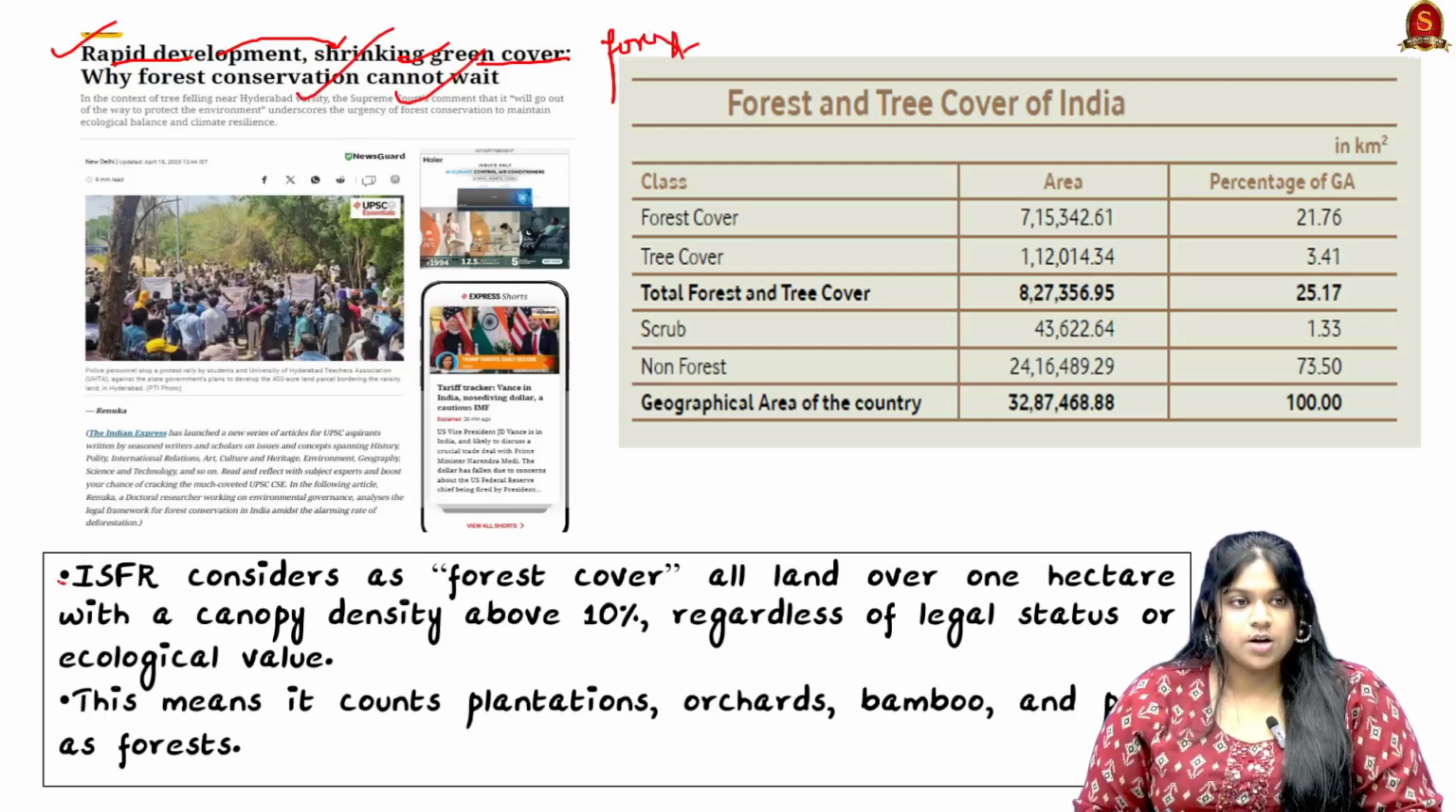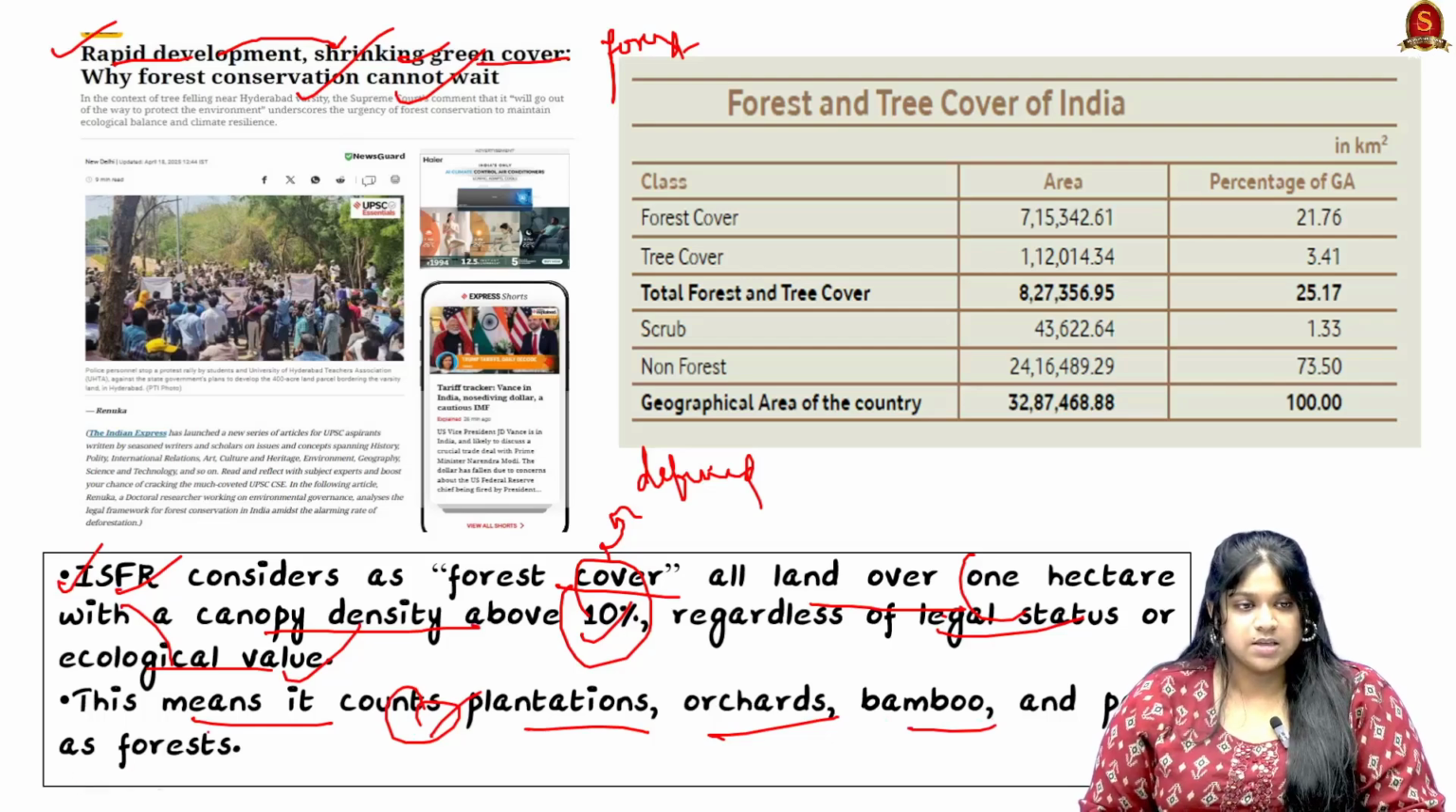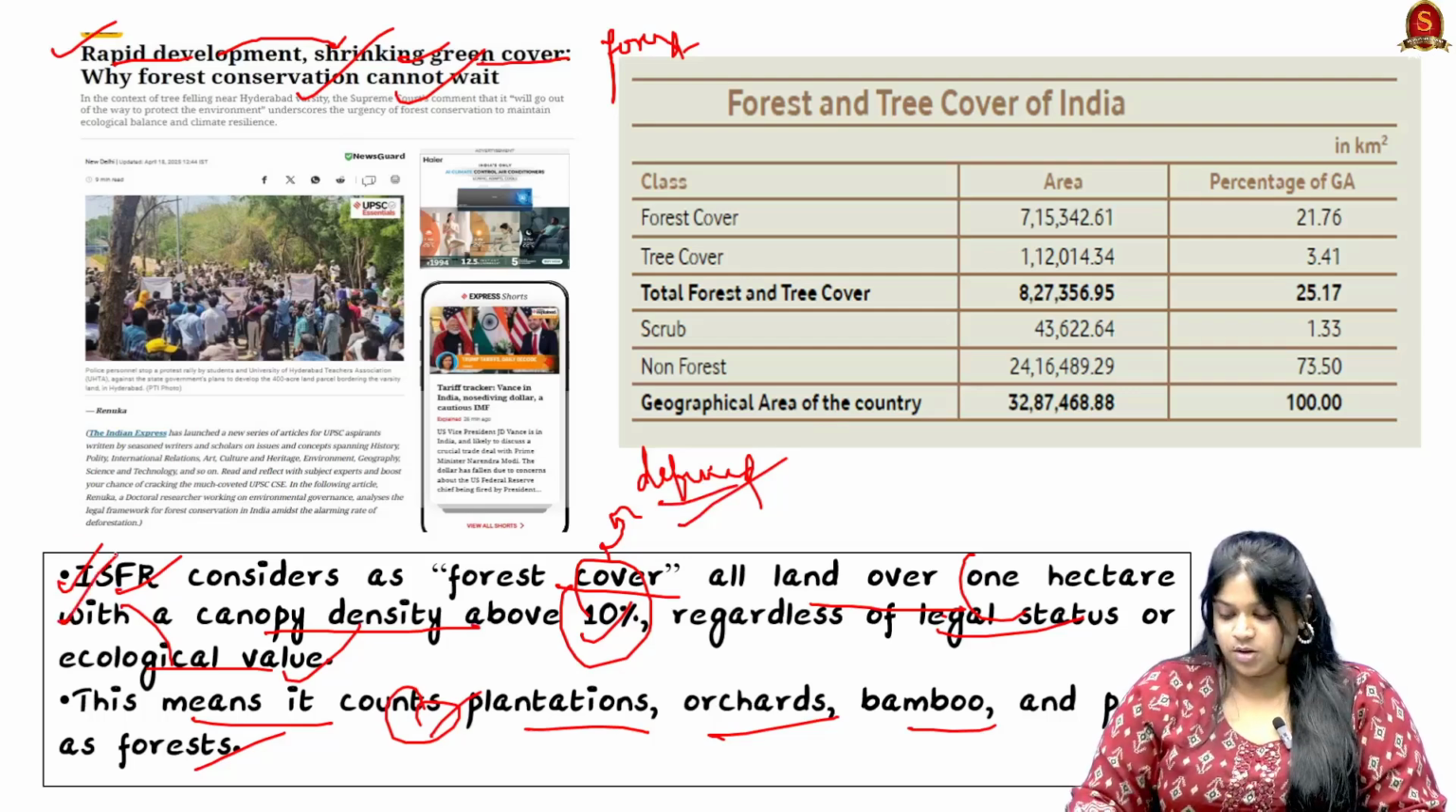According to the Indian State of Forest Report, forest cover is defined as all land over 1 hectare with a canopy density above 10 percent, regardless of legal status or ecological value. This means it also includes plantations, orchards, bamboo and palm as forest. So these are called forest cover, and this is the definition according to the Indian State of Forest Report.